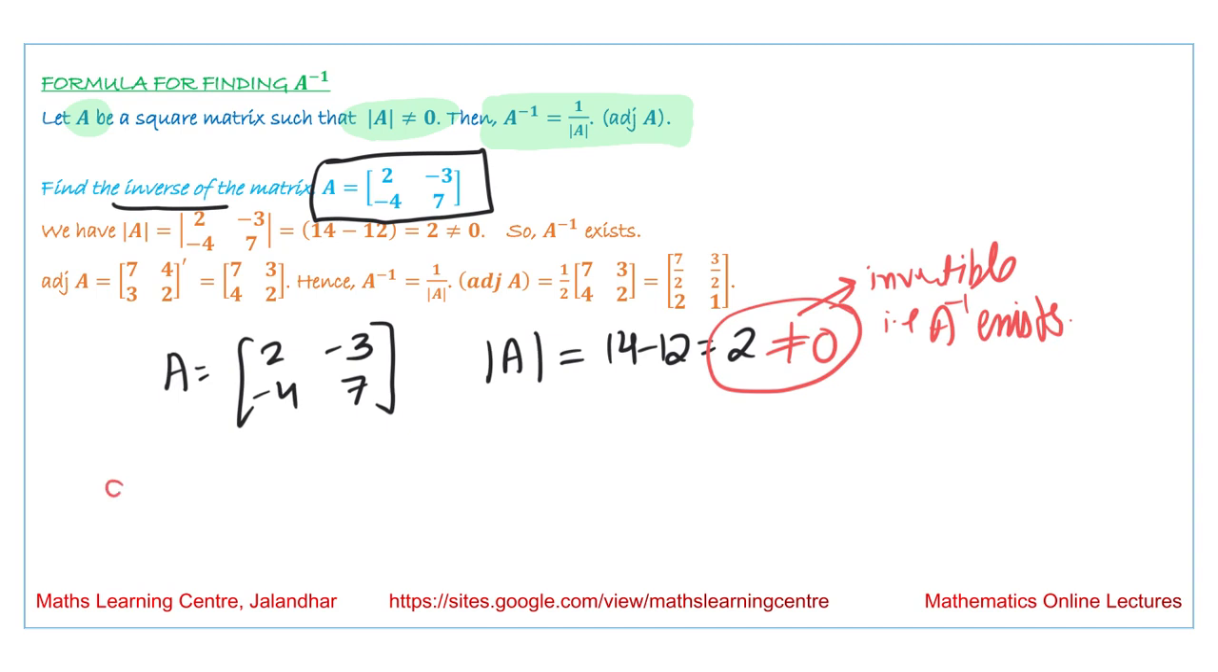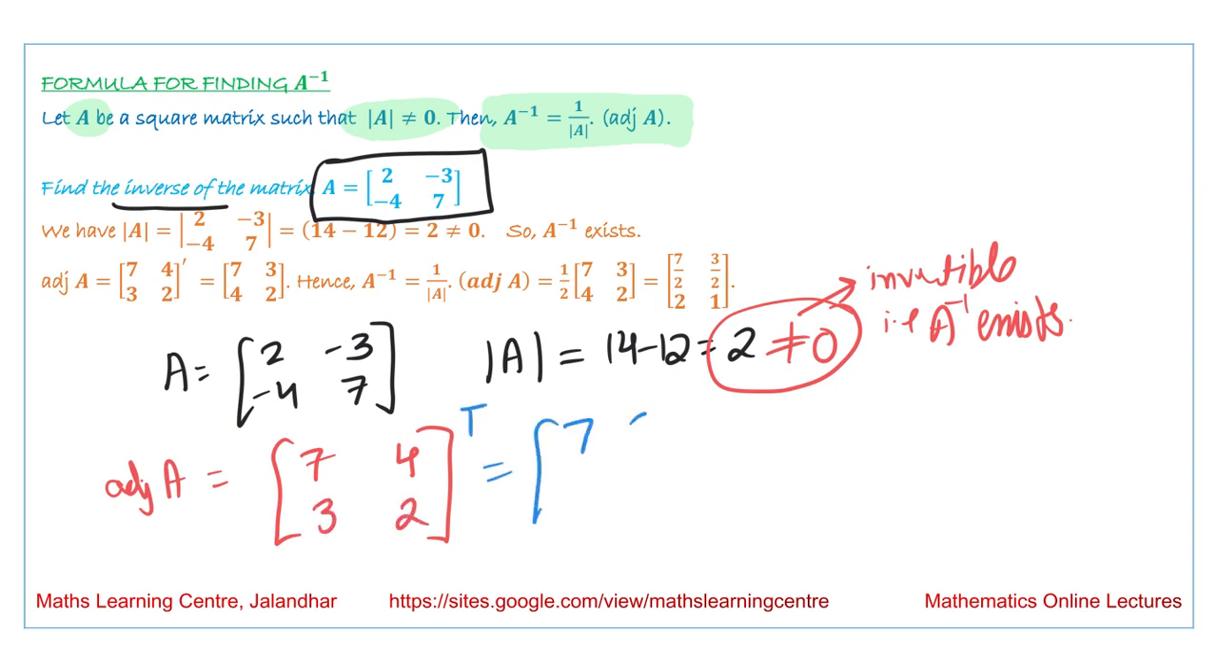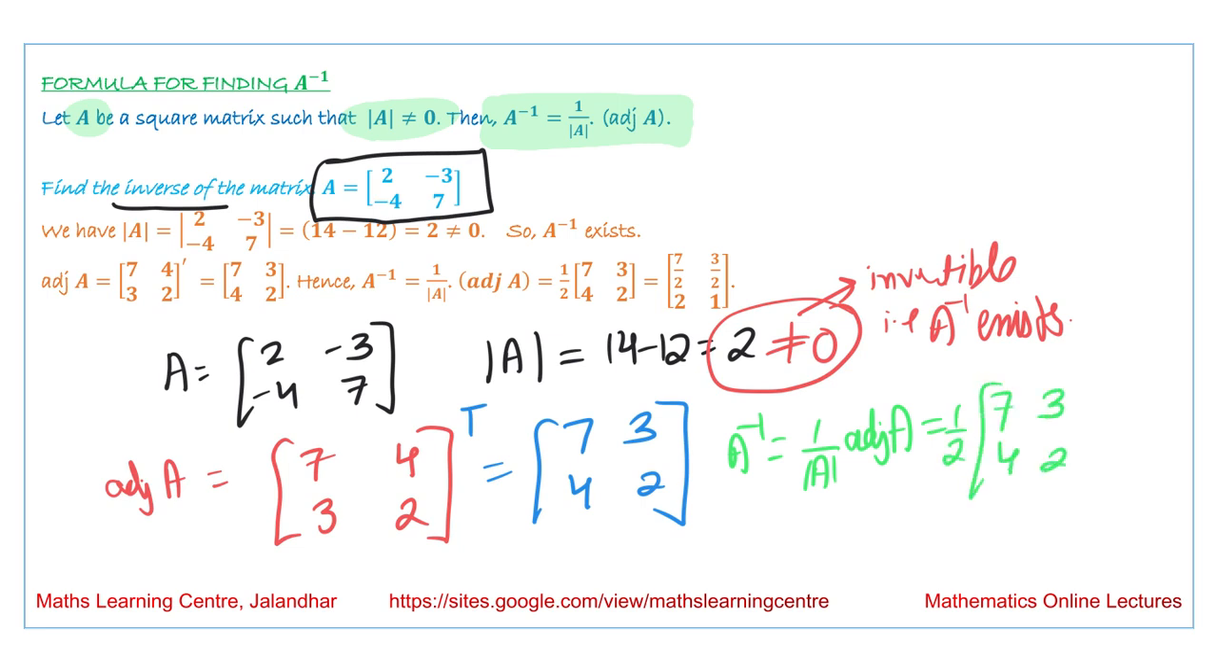Now we have to calculate adjoint of A. For the adjoint of A, we have to write the cofactors. The cofactors corresponding to these terms are 7, 4, 3, 2, and we have to take the transpose over here. So the answer we have is 7, 3, 4 and 2. Now the formula for A inverse is 1 over determinant of A into adjoint A. So it is equal to 1 by 2 into 7, 3, 4, 2.